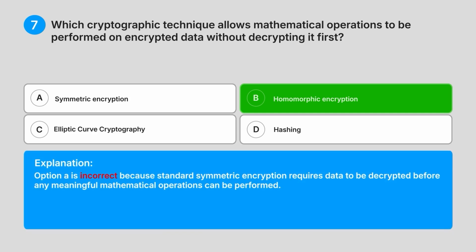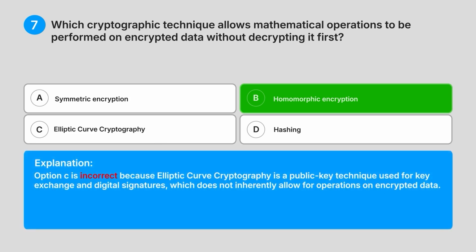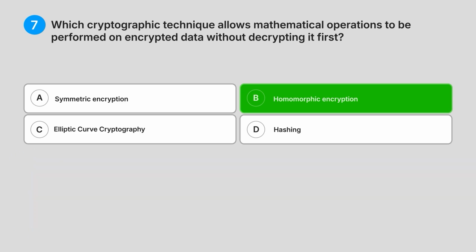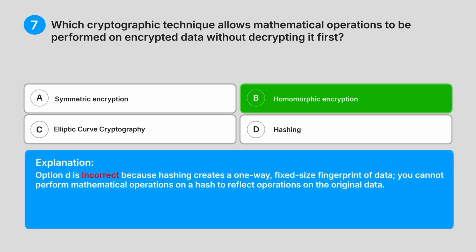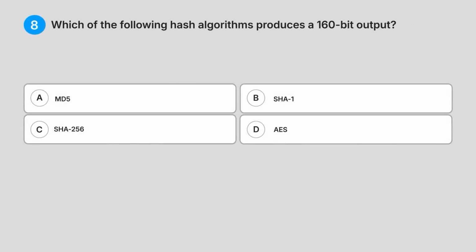Option A is incorrect because standard symmetric encryption requires data to be decrypted before any meaningful mathematical operations can be performed. Option C is incorrect because elliptic curve cryptography is a public key technique used for key exchange and digital signatures, which does not inherently allow for operations on encrypted data. Option D is incorrect because hashing creates a one-way fixed-size fingerprint of data. You cannot perform mathematical operations on a hash to reflect operations on the original data.